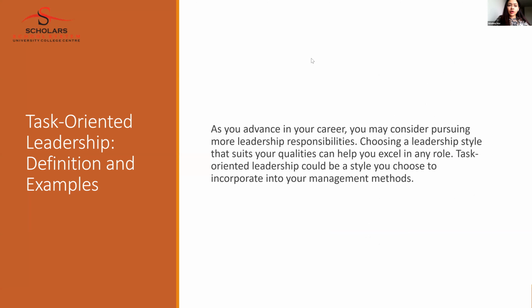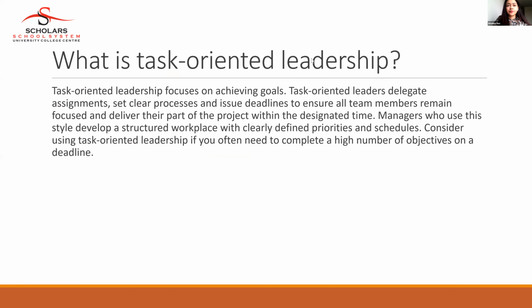Moving on, we will look into what task-oriented leadership is, with examples. So as you advance in your career, you may consider pursuing more leadership responsibilities. Okay, so choosing a leadership style that suits your qualities can help you excel in any role. Task-oriented leadership could be a style you choose to incorporate within your management methods. So it will depend on you how you're going to adapt to different leadership styles, depending on the organization you are in, depending on the rank you are in.